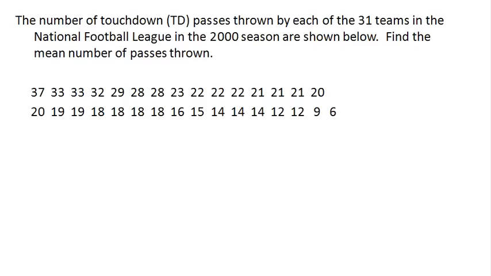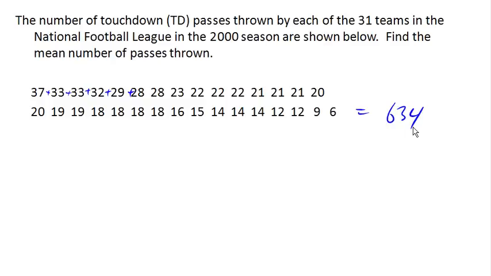Here's the number of touchdown passes thrown by each of the 31 teams in the National Football League in the 2000 season. And we could find the mean number of passes thrown. So if we're going to do that, we're going to need to add all of these up. So we're going to find this plus that plus that plus that plus that plus that, so on and so forth. And it turns out those add up to 634.